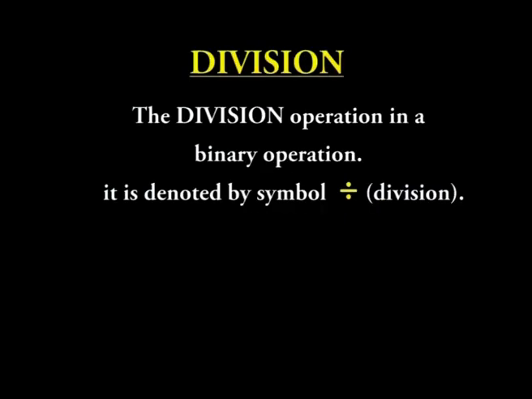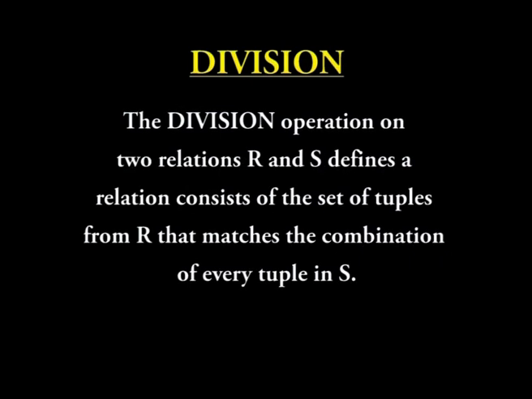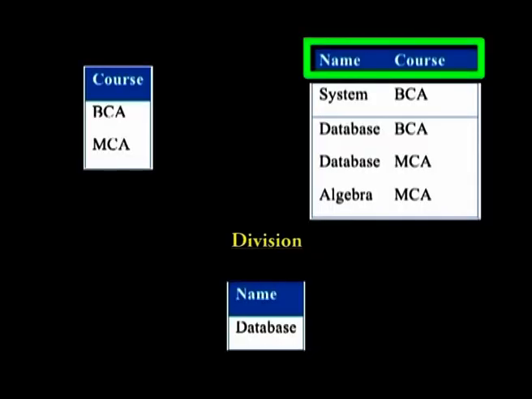So, the last operation of relational algebra is division. The division operator is a binary operation. It is denoted by the symbol division. The division operation on two relations R and S defines a relation consists of the set of tuples from R that matches the combination of every tuple in S. So, let us discuss it with an example.